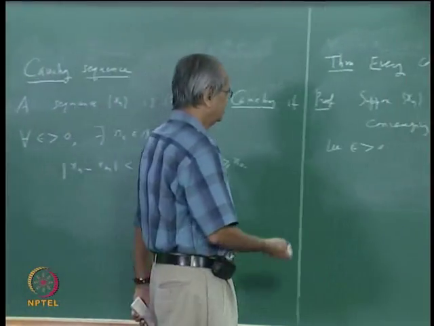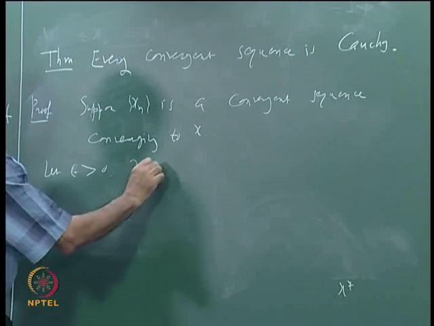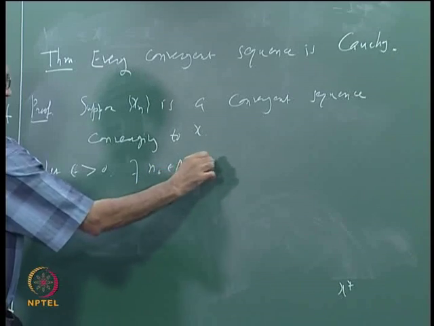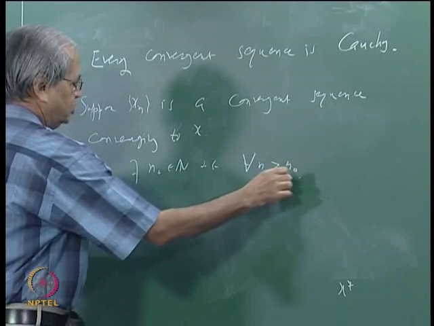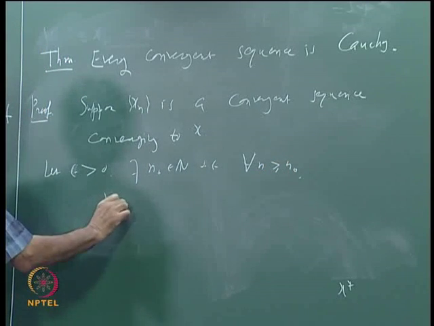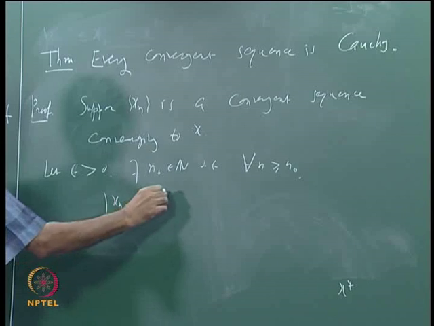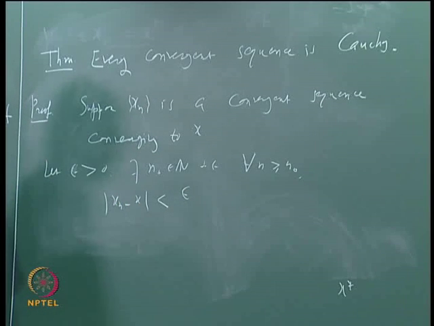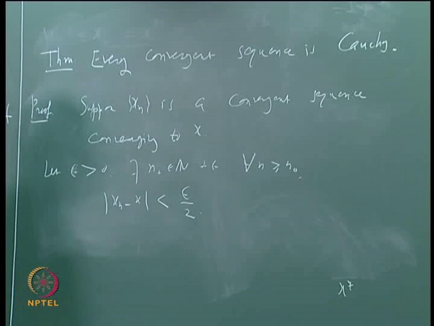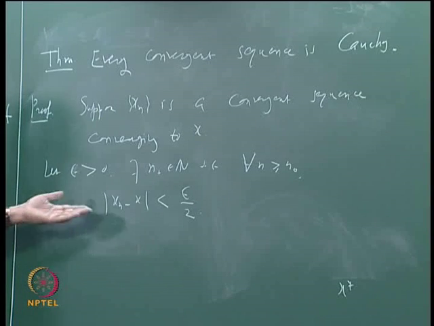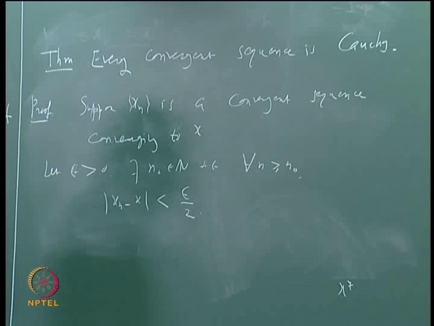So we can say then there exists n0 in N such that for all n bigger than or equal to n0, what we have is mod of xn minus x is less than epsilon, right. But I can as well take epsilon by 2. Whether it is epsilon or epsilon by 2 or epsilon by 3 it does not matter. You can take any small positive number, and you can find some n0.